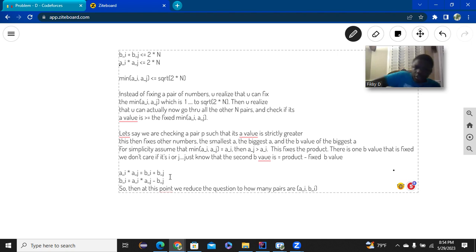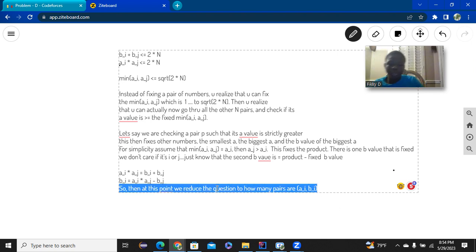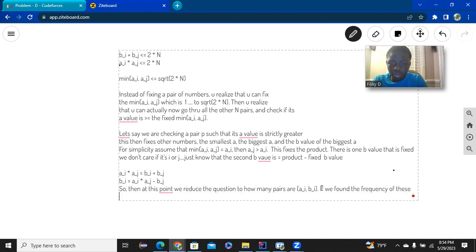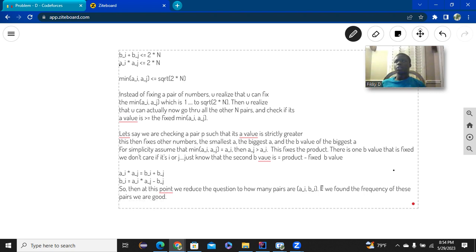Yeah, it doesn't matter. It's all symmetric, so you can just assume that it's that. So at this point, we reduce the question to how many pairs are basically this. So all we have to do really is find the frequency of pairs. Here we go, we know we can solve it basically.